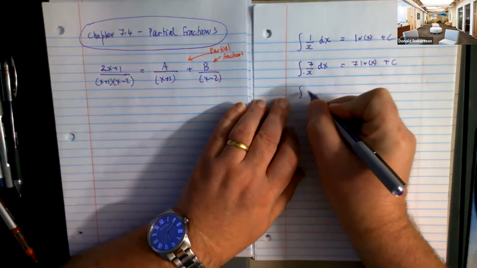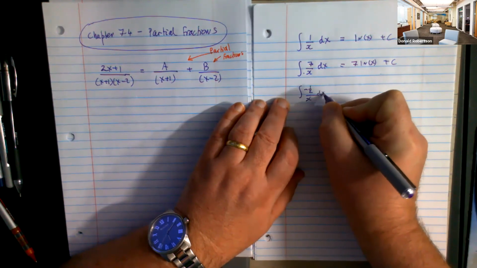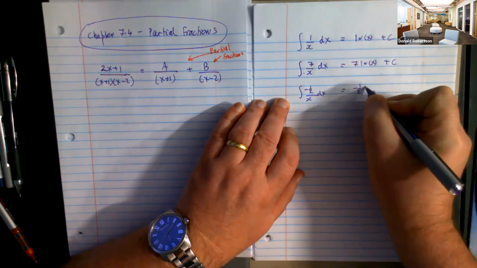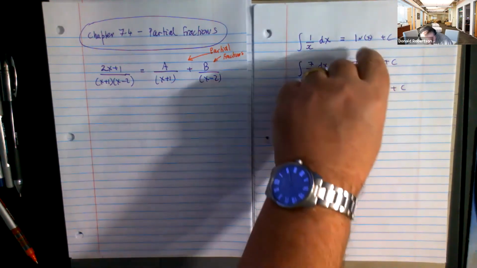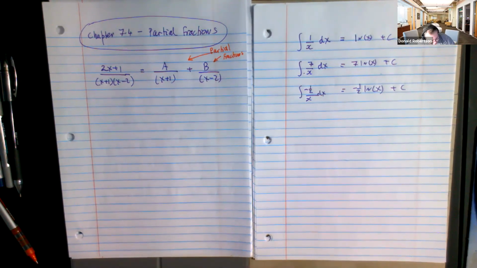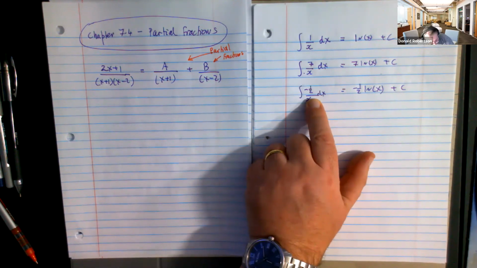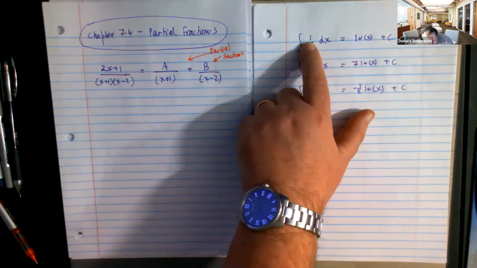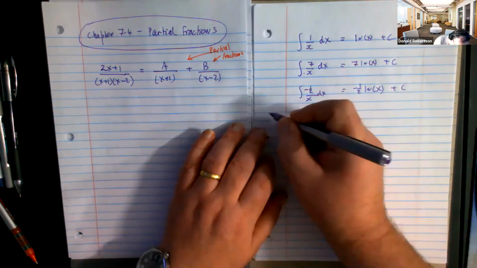And if you have a half on top, well, let's make it even weirder, a negative a half on top, it doesn't really do anything. Would you agree that the basic part is it's some multiple of log x? So if you ever get a fraction like 7 over x, or negative a half over x, or just 1 over x, you know you're going to get a multiple of log x. And that is those guys.